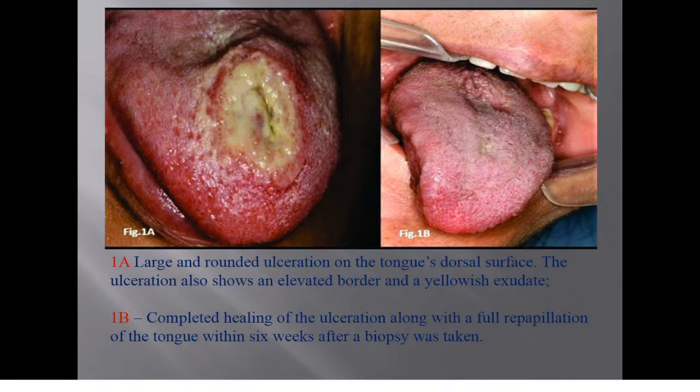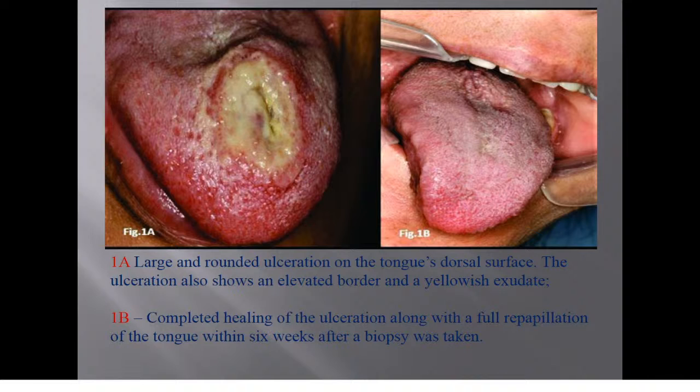Both male and female are affected in equal frequency. The cause and pathogenesis mechanism of this disease remain obscure. Oral eosinophilic ulcer usually affects the tongue but may involve any other site of the oral mucosa.